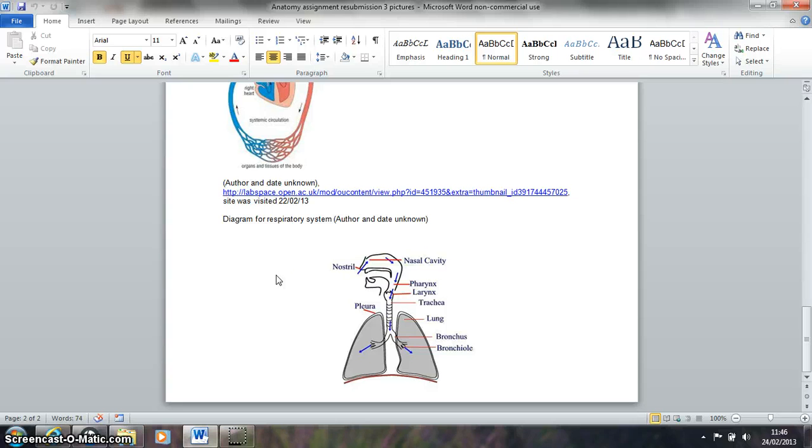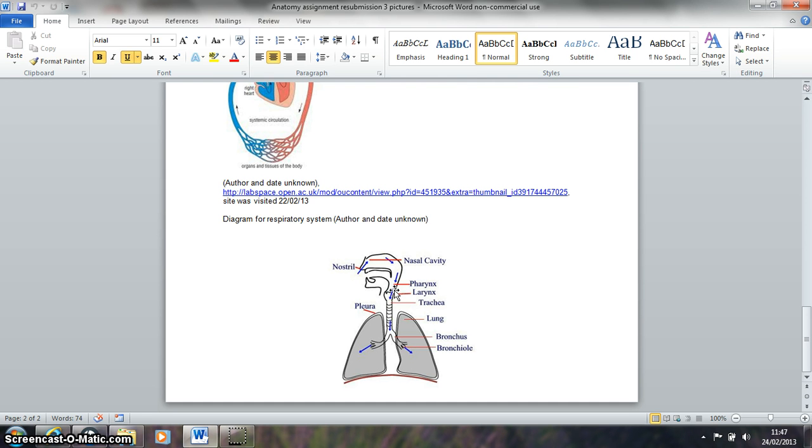Firstly, the body has to breathe in for any oxygen to enter it. The oxygen will either enter through your mouth, where I'm pointing here, or through your nasal cavity. From there it will pass down into your pharynx, which splits into either your esophagus or down to your trachea.